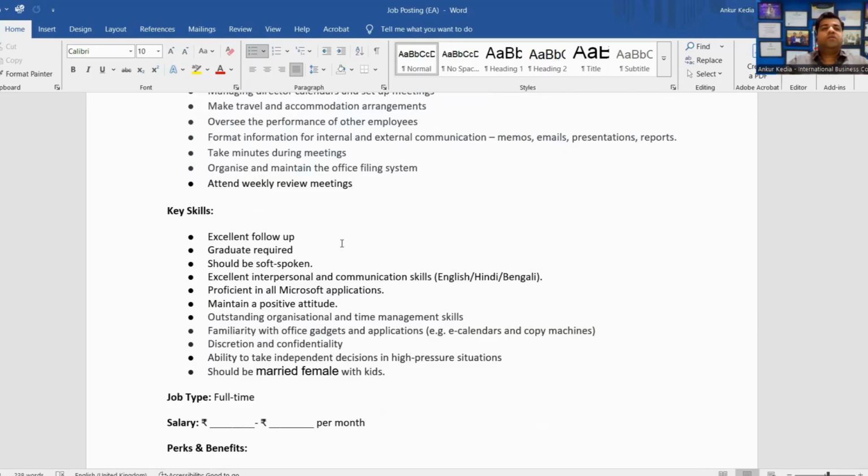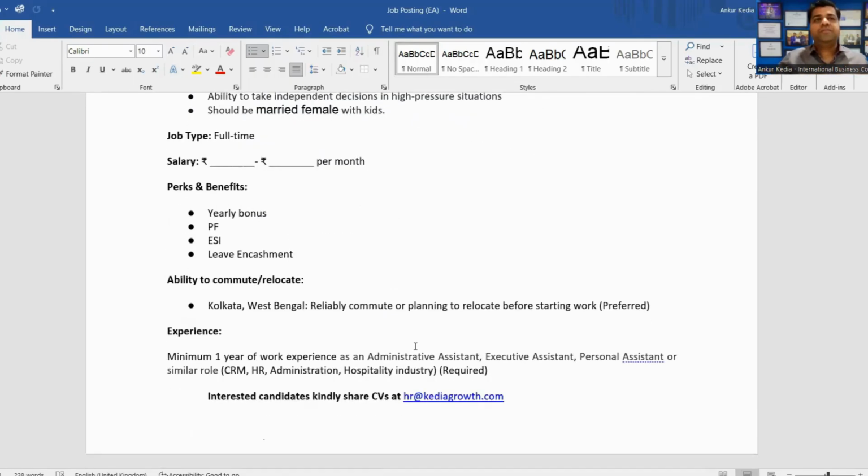Excellent follow-up skills. Graduate is like a must, should be soft-spoken. So what exactly skills are you looking for in that specific candidate? You can mention here.